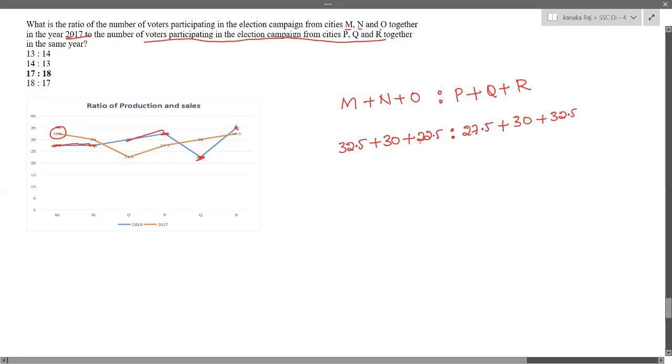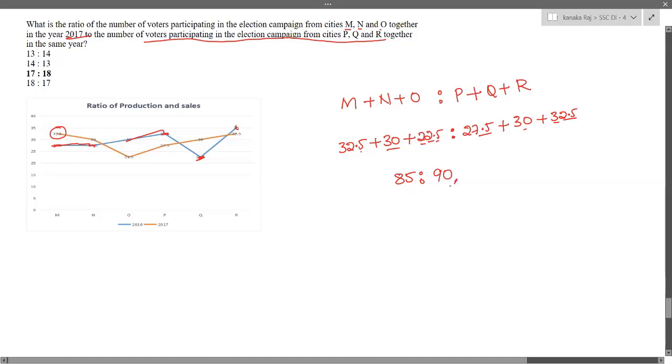So now if I add all this, what do I get? 32.5 plus 0.5 gives me 33. 33 plus 2 gives me 35. 35 plus 20 gives me 55. 55 plus 30 gives me 85. Similarly, 27.5 plus 2.5 gives me 30. 30 plus 30 gives me 60. 60 plus 30 gives me 90. So 85 is to 90 will be my ratio.